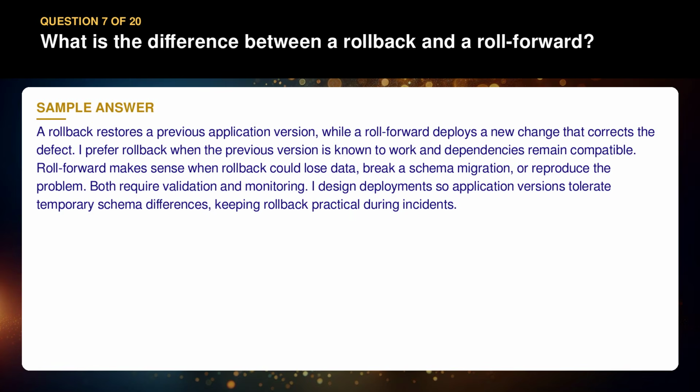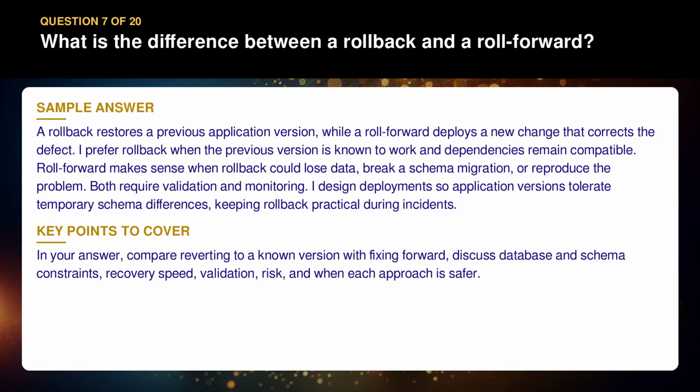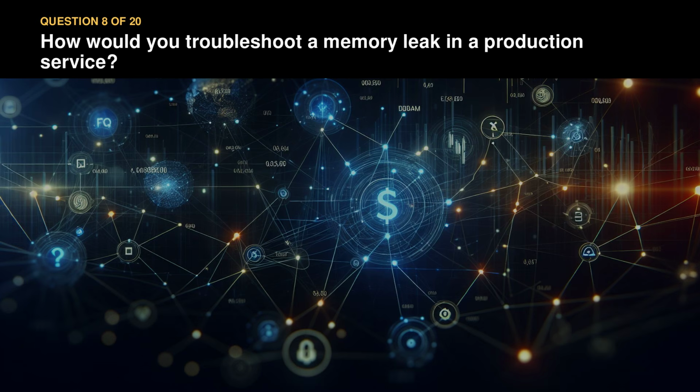Both require validation and monitoring. I design deployments so application versions tolerate temporary schema differences, keeping rollback practical during incidents. In your answer, compare reverting to a known version with fixing forward, discuss database and schema constraints, recovery speed, validation, risk, and when each approach is safer.